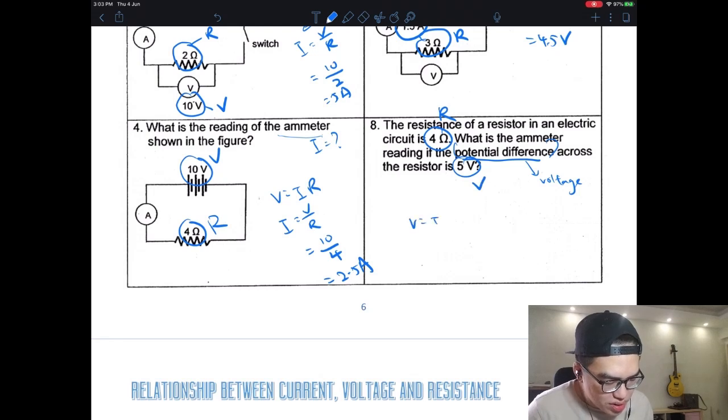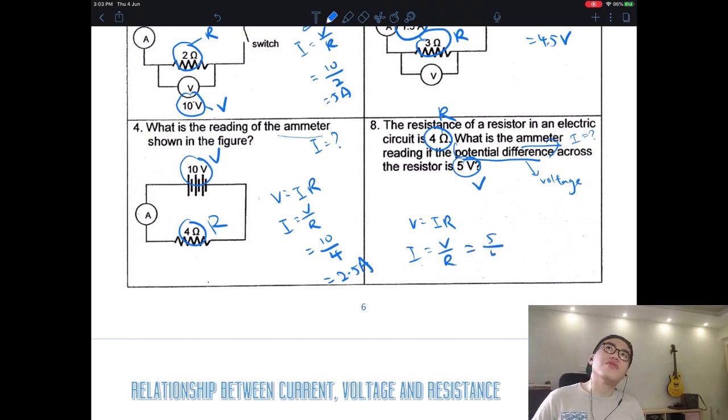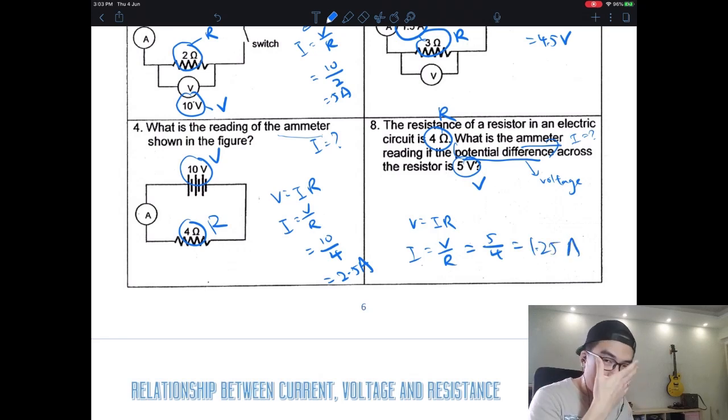Now I want my ammeter reading, meaning I want my I. So I equals V over R. So 5 over 4. 5 divided by 4, we should get 1.25 A. So simple.